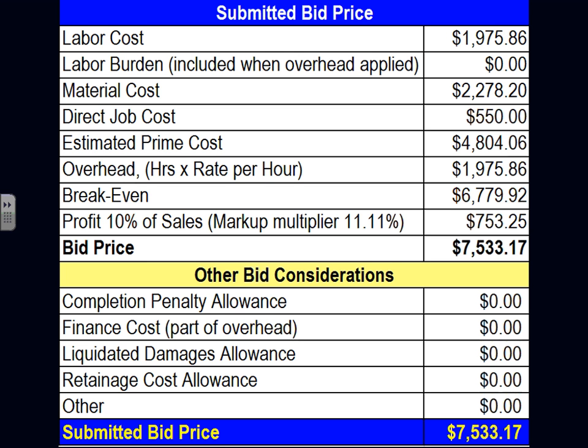Do I have a completion penalty allowance that I have to attach? Financial cost, liquidated damage allowances, retainage cost. All these costs will be added at the very end because they're related to the project, but they are not accounted for in the bid process. Any question, guys, about other considerations? If you have retainage dollars, you might have to put in a couple of dollars because there's $10,000 sitting for 1 year. You're going to lose money on them, so you might have to accommodate this. Again, gentlemen, as a project manager, these are the judgments that you have to make.